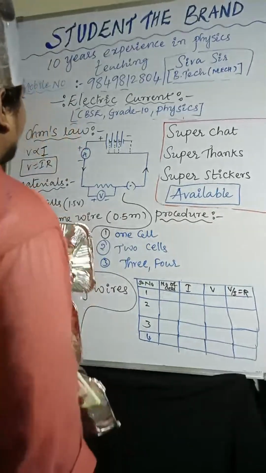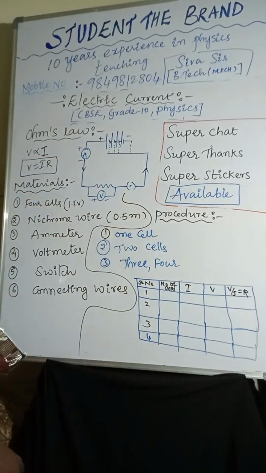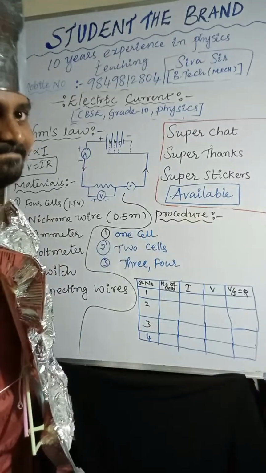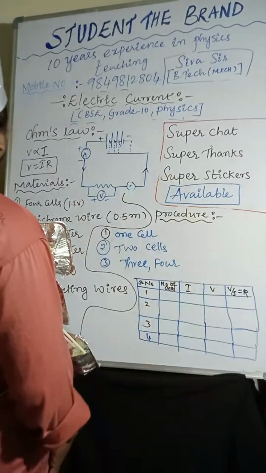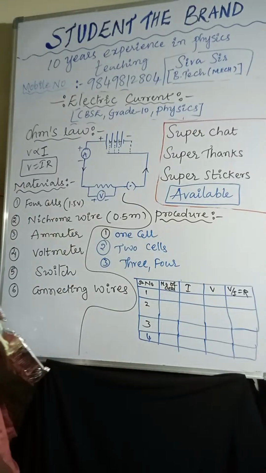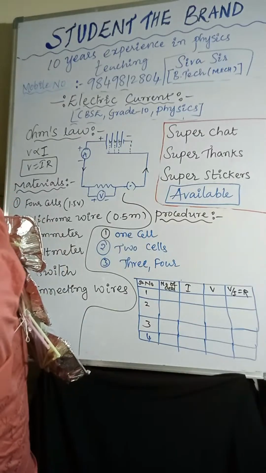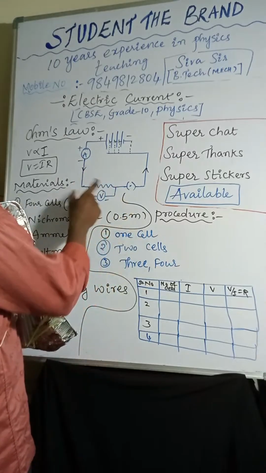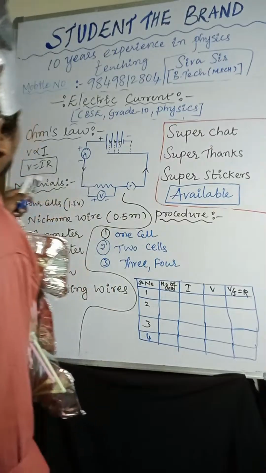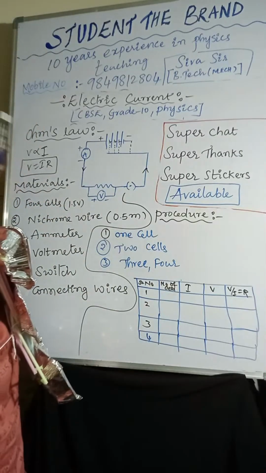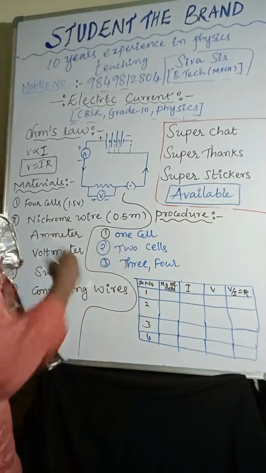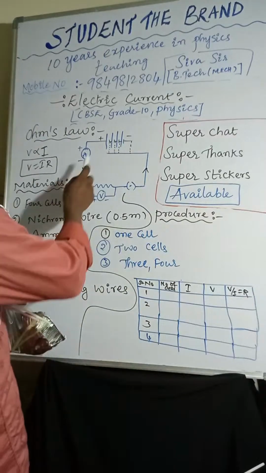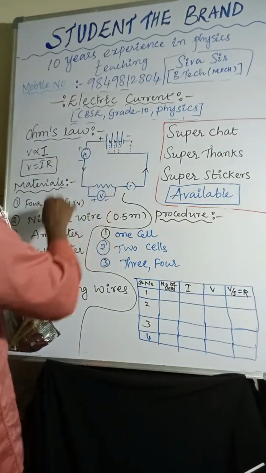Okay, done. So Ohm's law is nothing but: the potential difference across the ends of a metallic conductor is directly proportional to the current flowing through it. V is directly proportional to I, V equals IR. What are the materials required? There are four cells, 1.5 volts each.